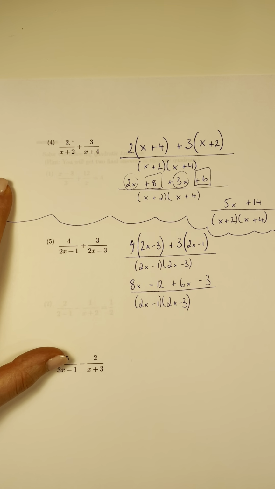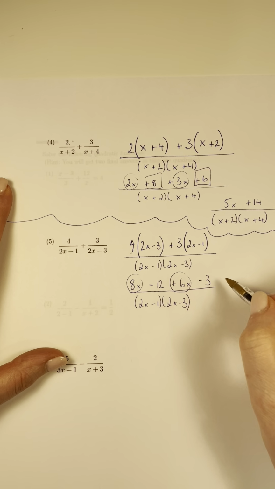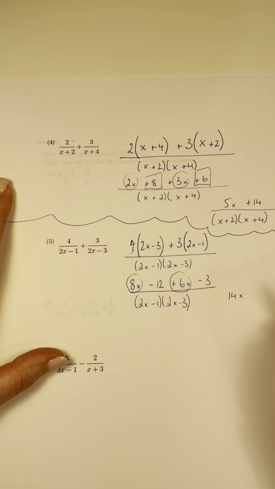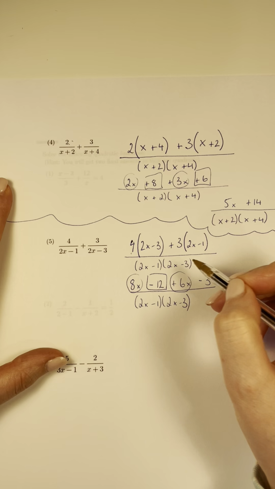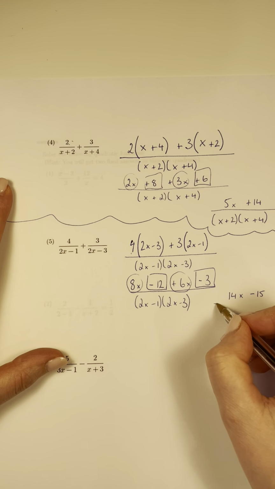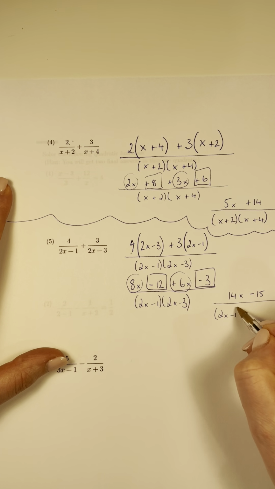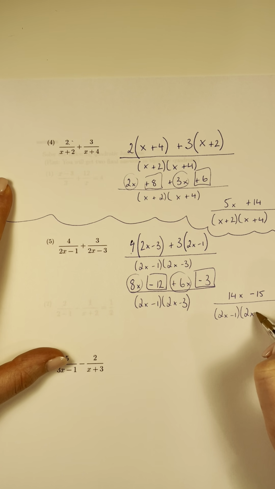And now we're going to tidy it up. So I've got 8x and 6x, which is 14x, minus 12 minus 3, which is minus 15, all over these two here. And we're done. We've expressed it as a single fraction.